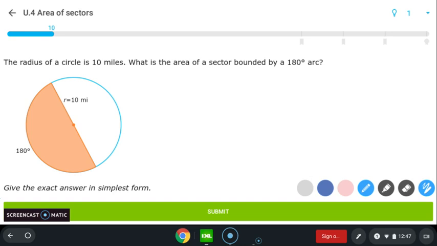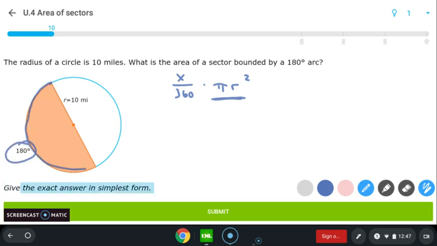Now we'll go ahead again, use our formula. I'm just going to stick with the x over 360 times pi r squared. Just remember that that's the fraction times the area of the circle, pi r squared. X is our arc measure, so specifically the one that goes with the shaded area. If they happen to give you the arc measure for the non-shaded area, you would do 360 minus whatever that was. But I don't know if IXL gets that tricky.